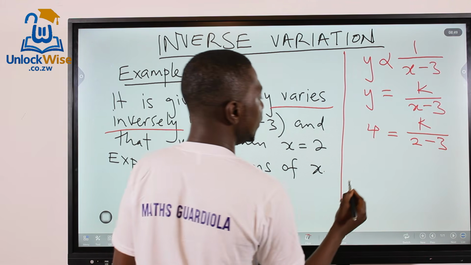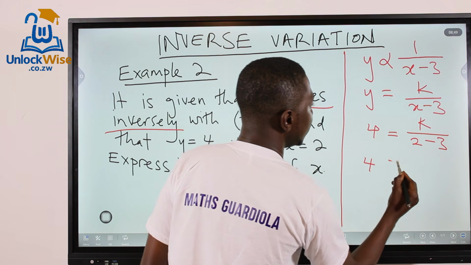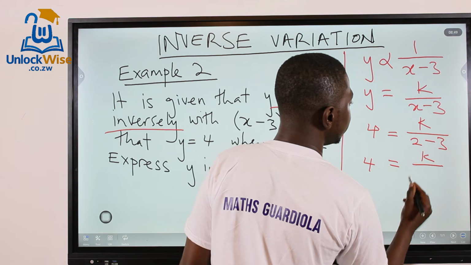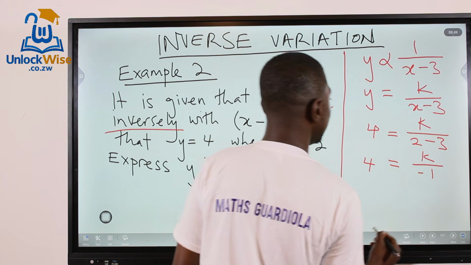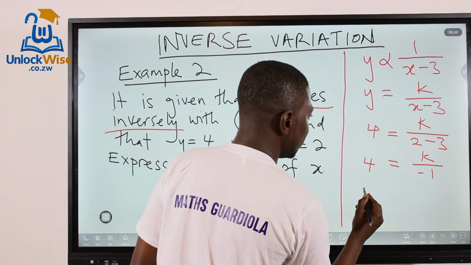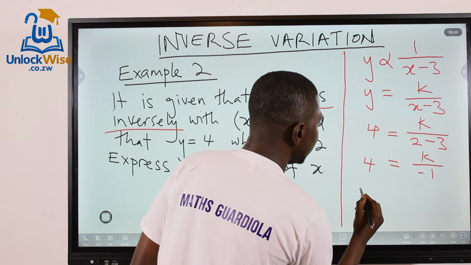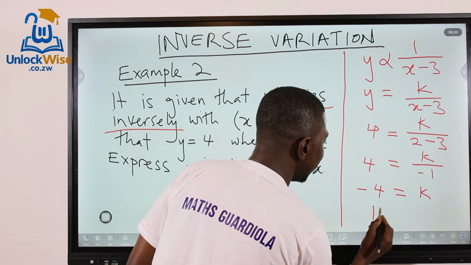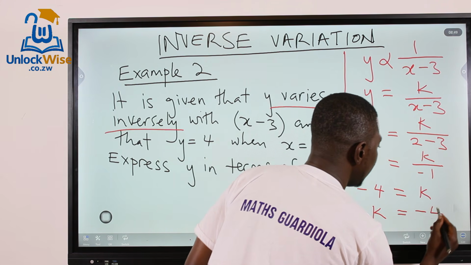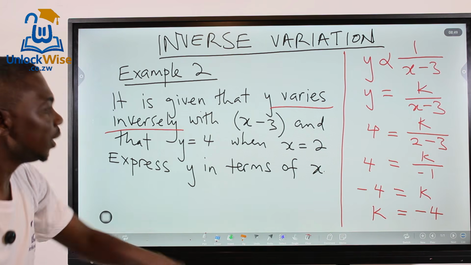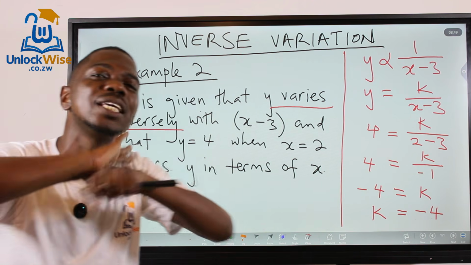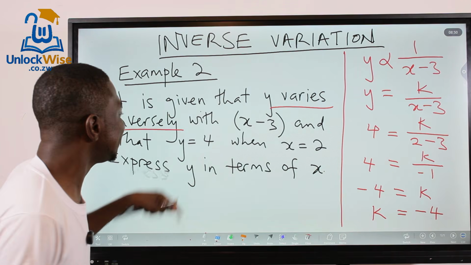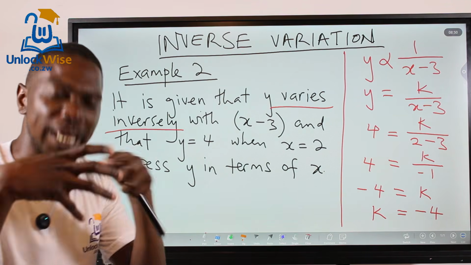So this is going to give me 4, which is equals to k over 2 minus 3 is minus 1. And then if you multiply both sides by minus 1, you are going to get minus 4, which is equals to k. So my k is equals to minus 4. But the question now doesn't even ask me anything about k. It asked me to express y in terms of x.